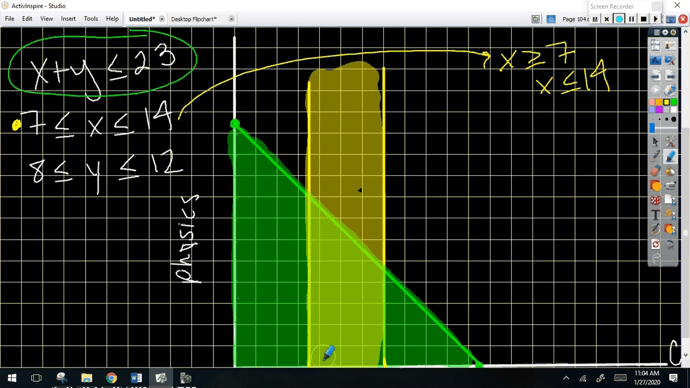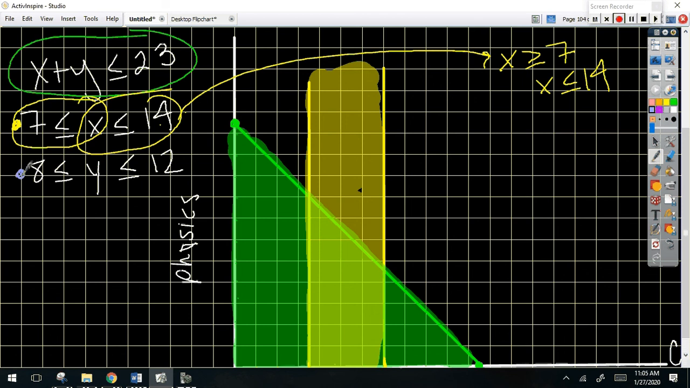Why do we put signs? Well, remember that alligator mouth needs to always eat the same thing. So if you split it up, then X is bigger than 7. And if you split it up this way, X is less than 14. Then we do the same thing for Y, but I'm not vertical this time. You're horizontal, right? You're a hot dog. Landscape.